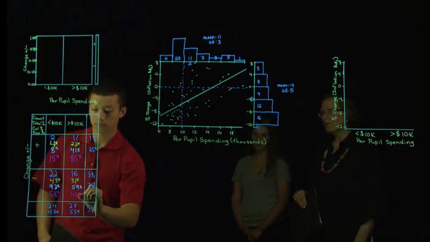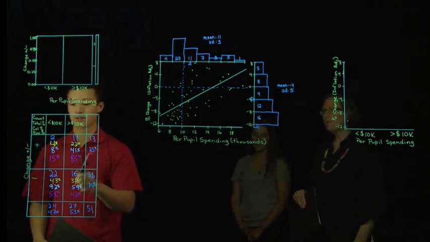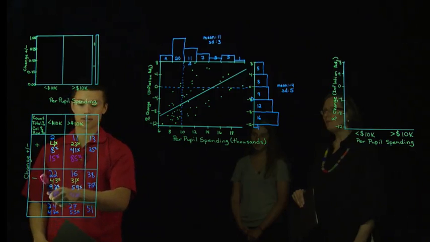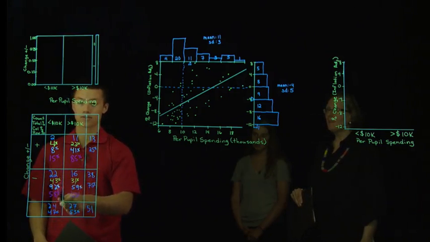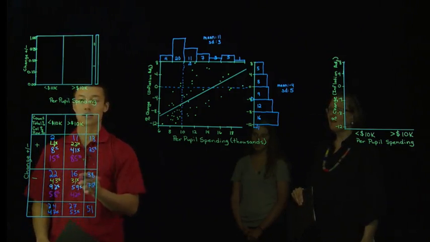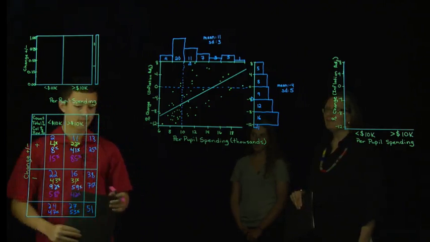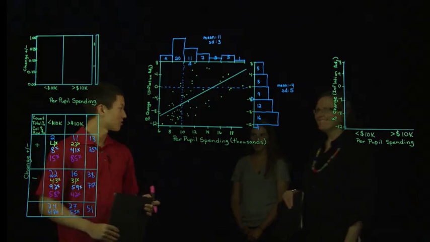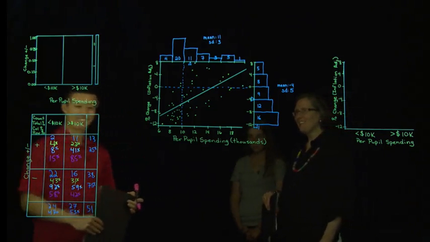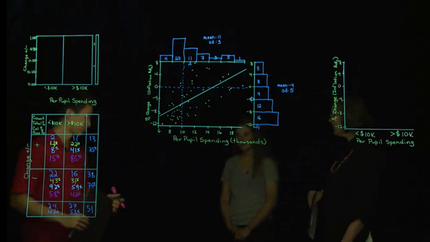So, of states that had decreases in spending, 22 or 58% of them were from states that spent less than $10,000 per student, and 42% were from states that spent more than $10,000 per student. And that is the full contingency table. Terrific job, Jake. Ella, can you turn that into a mosaic plot for us?